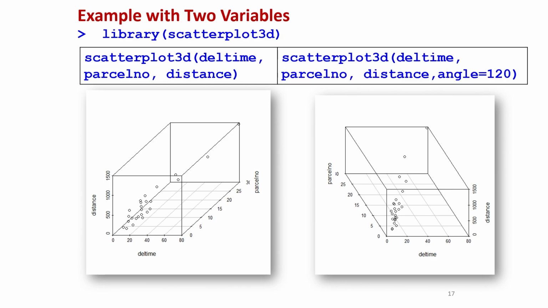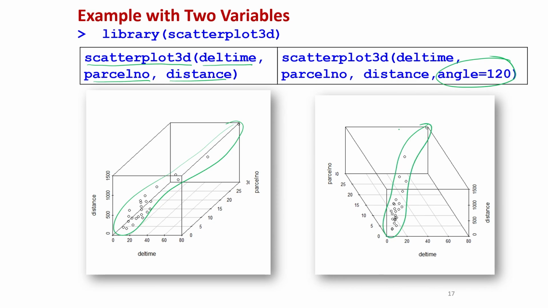You can recall that we had considered the scatter plot 3D. So let us try to create the scatter plot 3D using the command scatter plot 3D del time, parcel number, and distance. You can see this is coming out like this. This is the data which is scattered here. And if I try to rotate its angle by 120 degrees, it looks like this.